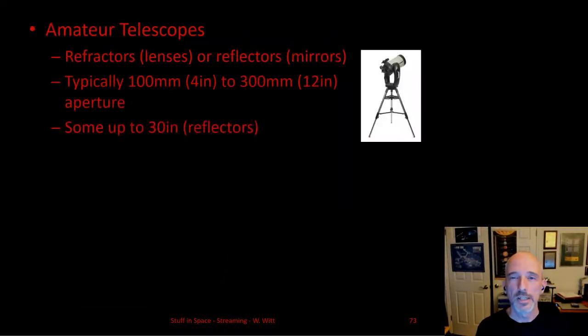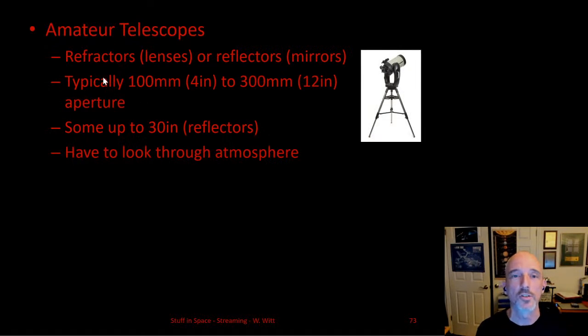So let's talk a little bit about how this works, right? Amateur telescopes come in a few different varieties. There are things called refractors. They use lenses, and there are other types of telescopes called reflectors, and they use mirrors. And we already talked about the aperture ranges a little bit, maybe 100 millimeters to maybe 300 millimeters, 4 inches to 12 inches. And there are things outside this range.